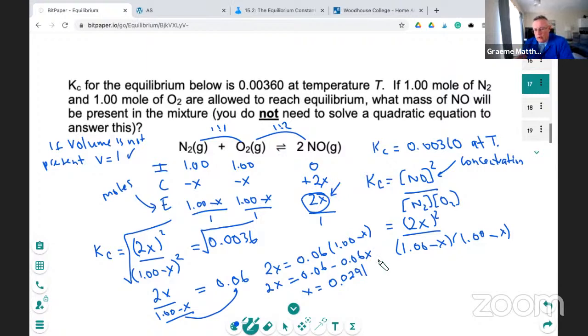X, though, was the moles, isn't it? It's not the mass. They're looking for the mass, but X was to do with the moles. So X is 0.0291. Well, then the moles of NO was equal to 2x, which is, double this on the calculator, I got 0.0583, like so, boom, moles.